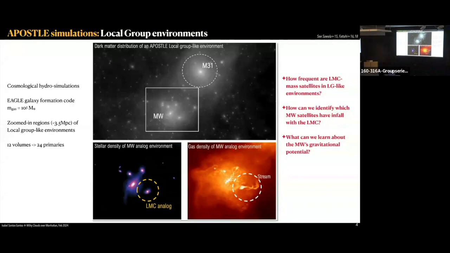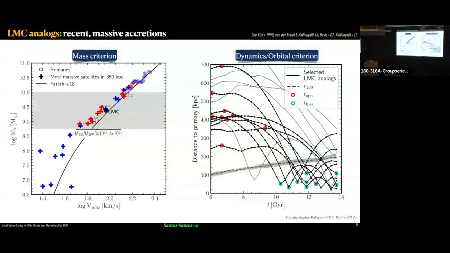So the first thing was to identify LMC analogs, and we did this following 2 main criteria, mass and kinematic state. So we first selected the most massive satellites that we could find around the Apostle primaries with stellar masses around 3 × 10⁹, which is the mass of the observed LMC. And then out of those, we're going to take only those with recent first pericenters.